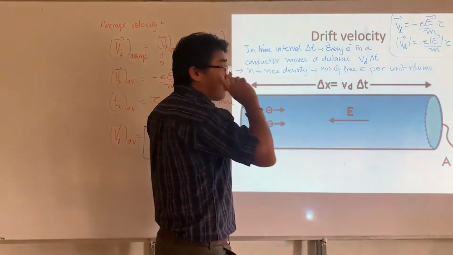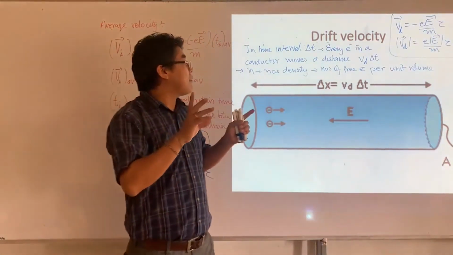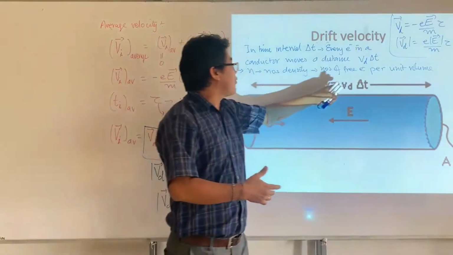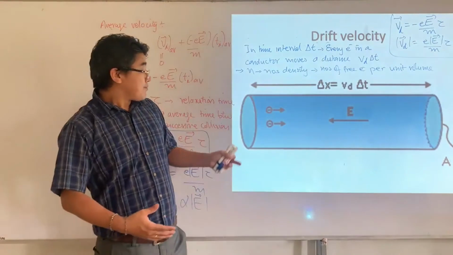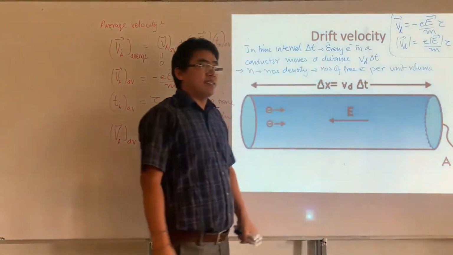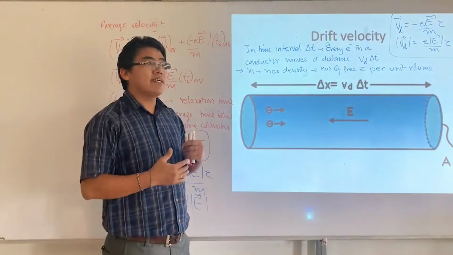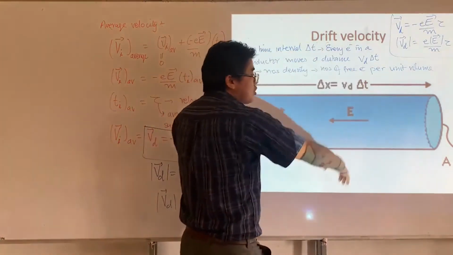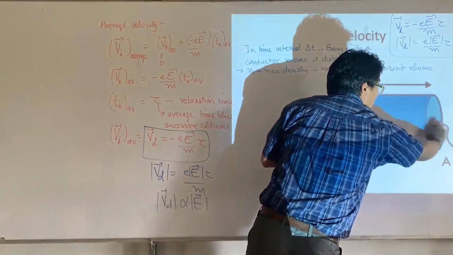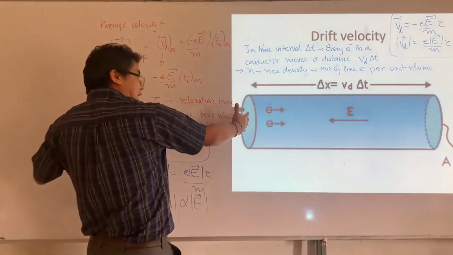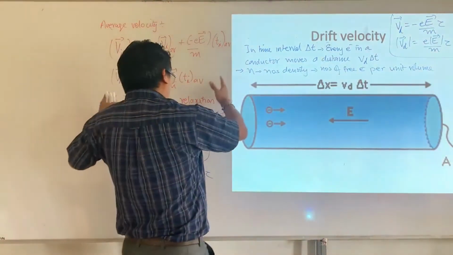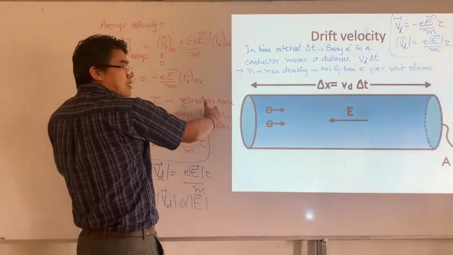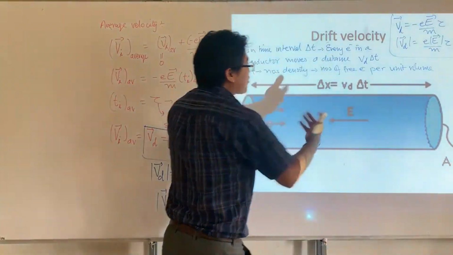So first I say, in a time interval of delta t, every electron moves an average distance of Vd delta t. Since this distance is Vd delta t, in a time interval of delta t every free electron within this volume crosses this area. And the electron on that side will replace these electrons; the electron on this side will replace those electrons. This is how it goes.